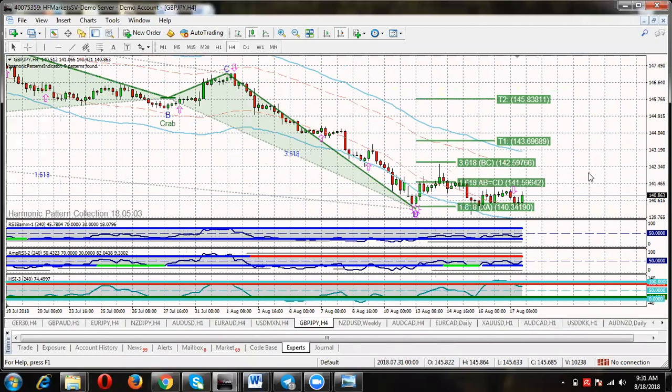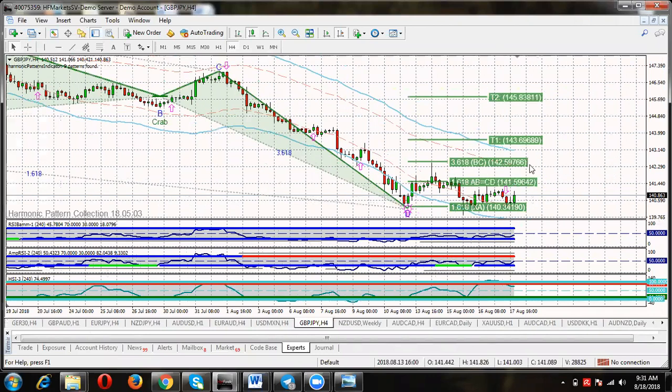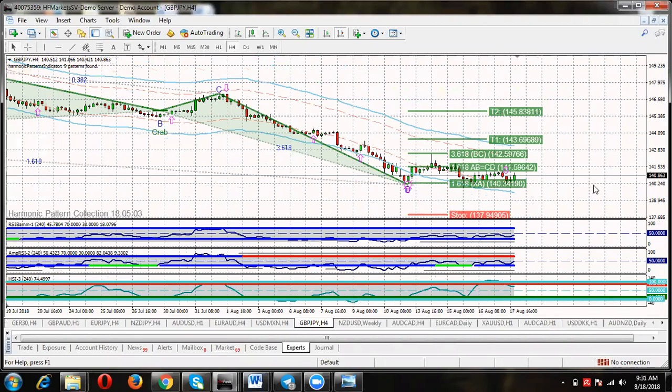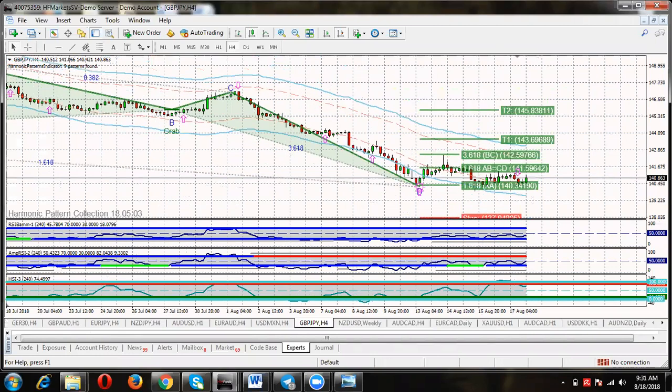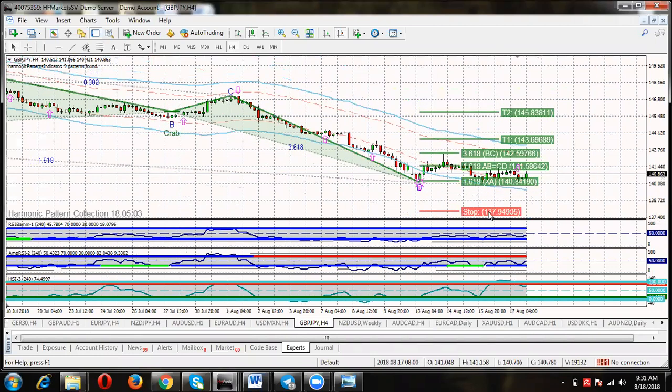Now GJ, this is a 4-hour time frame, and the Harmonic gave us a pattern for a buy. The TP1 is 143 point something, TP2 145.8, and all that. So for now, the trade is still on. We've not got into TP1 yet, and it has not hit the stop loss. This is the stop loss the Harmonic gave. So we are looking at this particular trade as well.